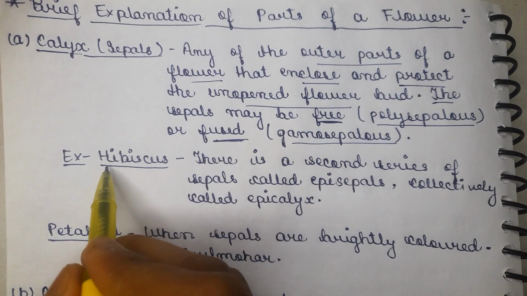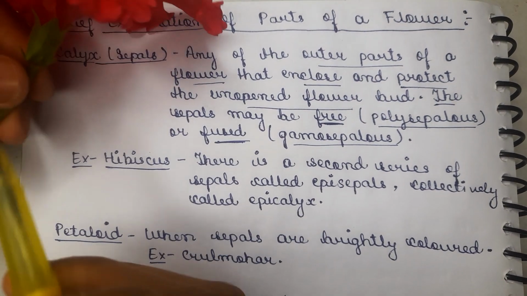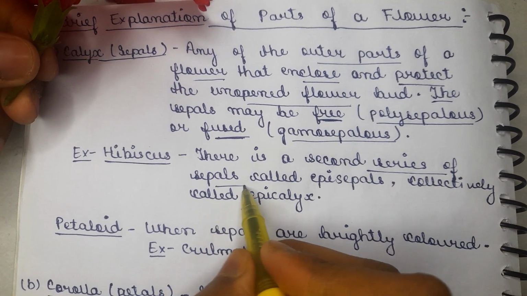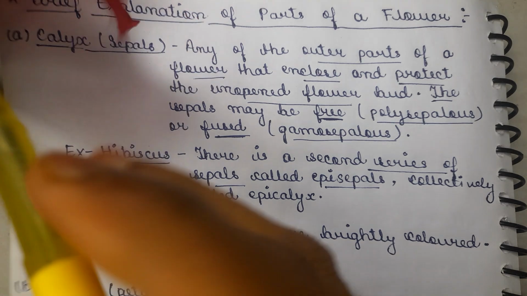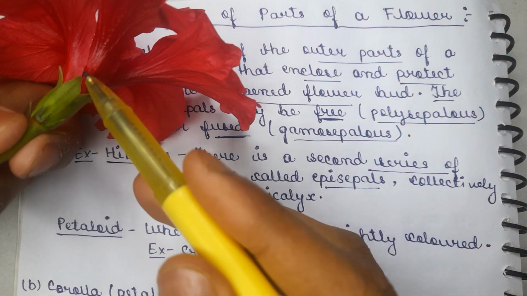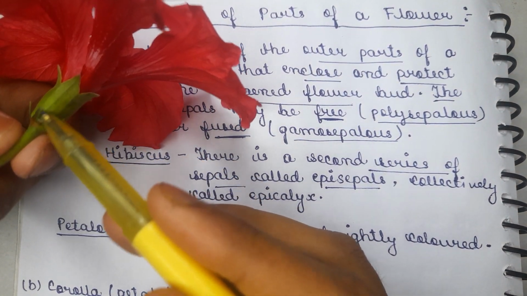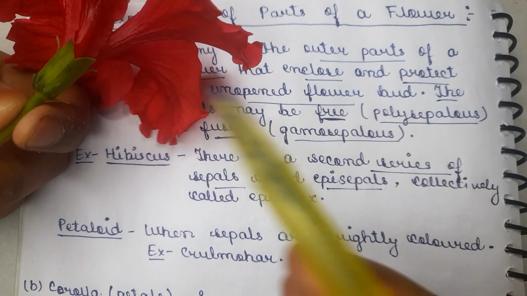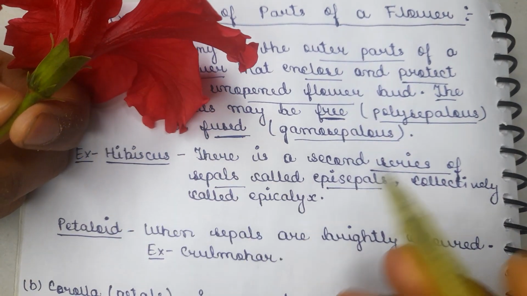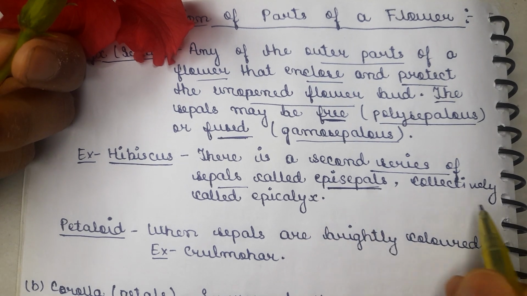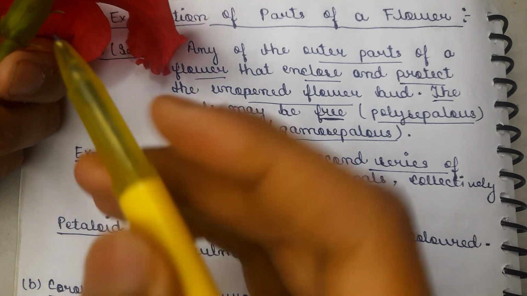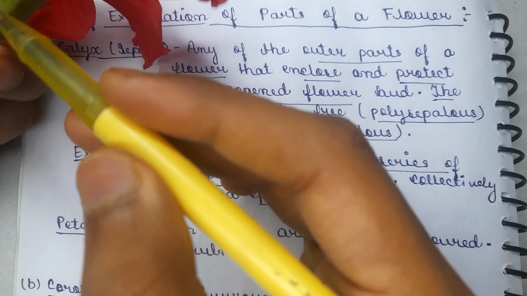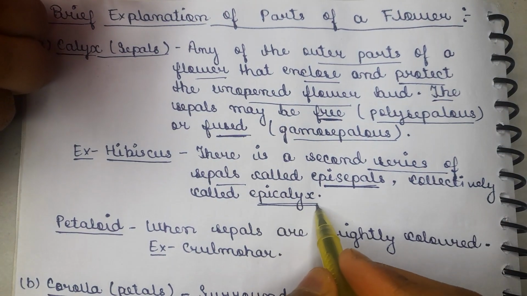Now if you take the example of hibiscus, as I have taken a hibiscus flower, there is a second series of sepals called the epicalyx sepals. Basically this is the structure of the first sepal, and beyond this there is another series of sepals, also called episepals, and these collectively are called the epicalyx. There are several episepals, so their collection is called the epicalyx.